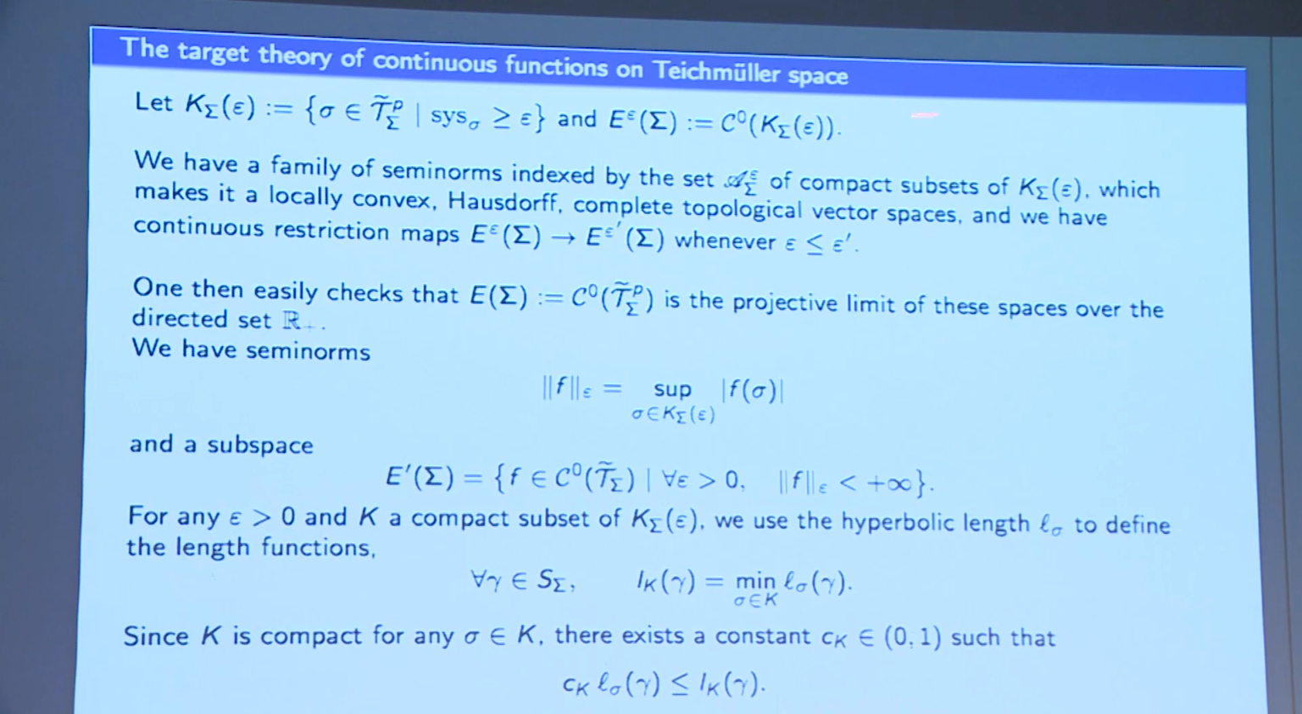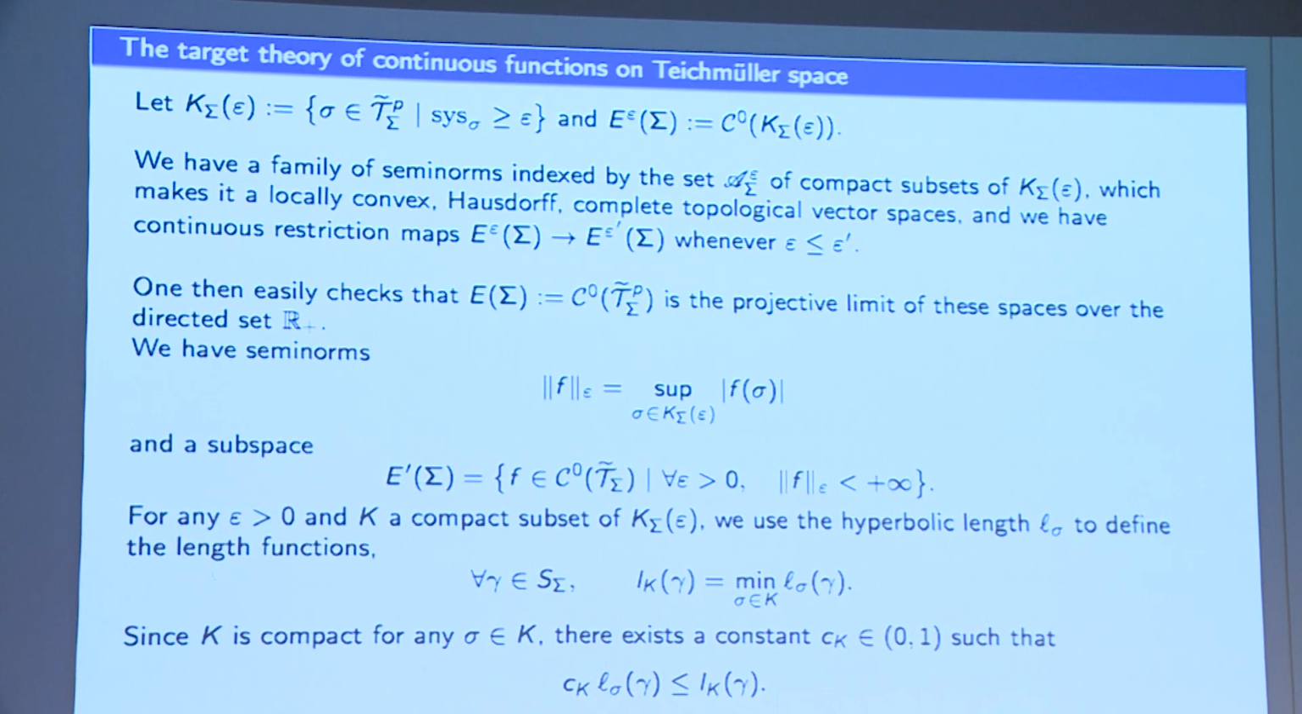And then, of course, as we just discussed over here, we have a family of semi-norms by just thinking of compact subsets here. That gives me this locally convex Hausdorff complete topological vector space structure on these. And of course, if epsilon is smaller than epsilon prime, I get restriction maps that go this way here. So I have a system. I have a directed system, as I said, I would like to have.